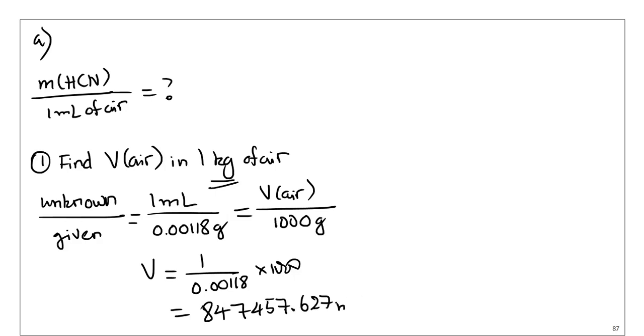7457.627 milliliter. So 1 kilogram of air is equivalent to 847,457 point something milliliter of air. Okay, now which means that, this is step 2, if I have 300 milligrams of hydrogen cyanide, this is a lethal dose, in 1 kilogram of air, it's going to be equivalent to 300 milligrams of hydrogen cyanide in this many milliliter of air.